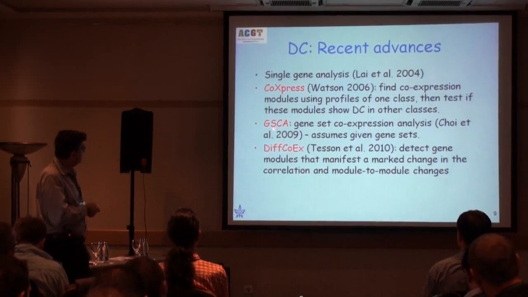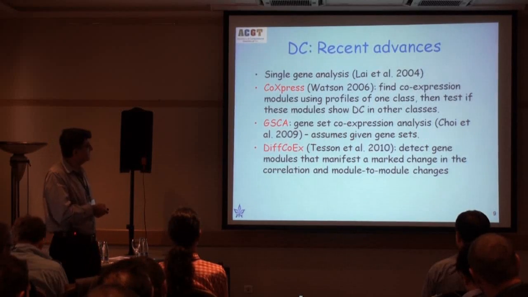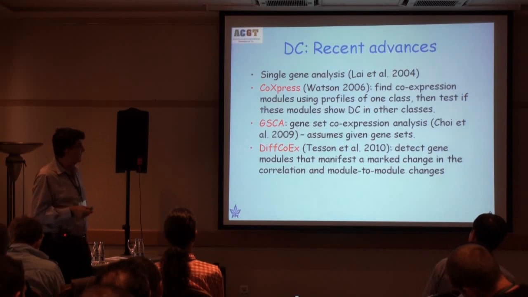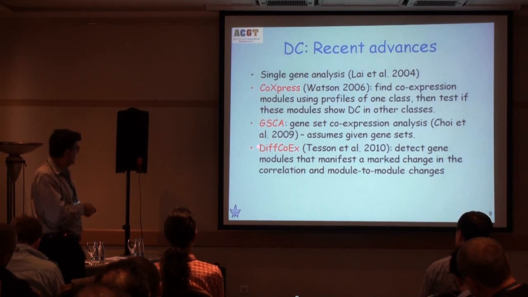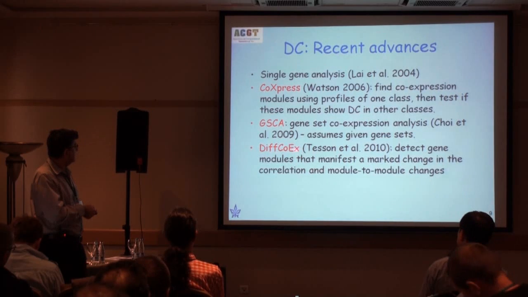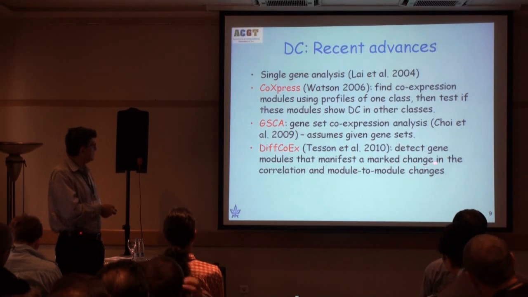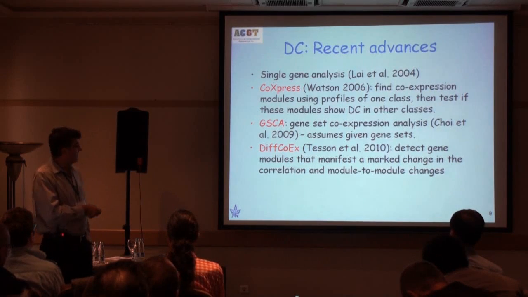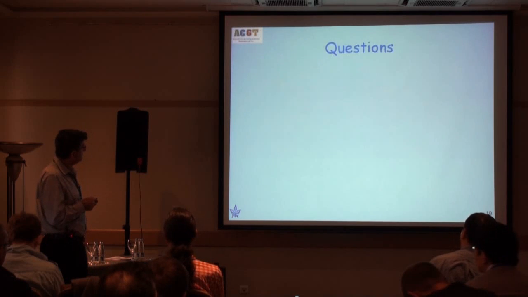There's also a version of the GSCA that looks at the gene sets, but this assumes that you know the gene sets in advance. You just test your sets in order to find at least one that will be meaningful. The most recent algorithm for this approach is called DIFCO-X, and it detects modules that show change in the correlation, and indirectly it also found module-to-module changes. I'll talk about it later.